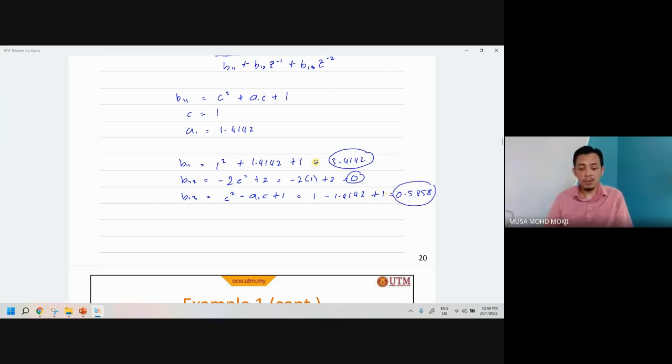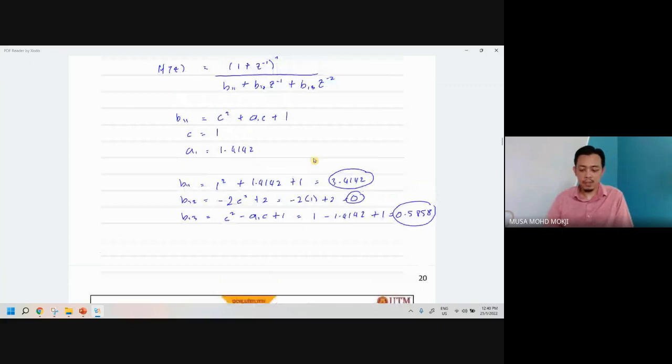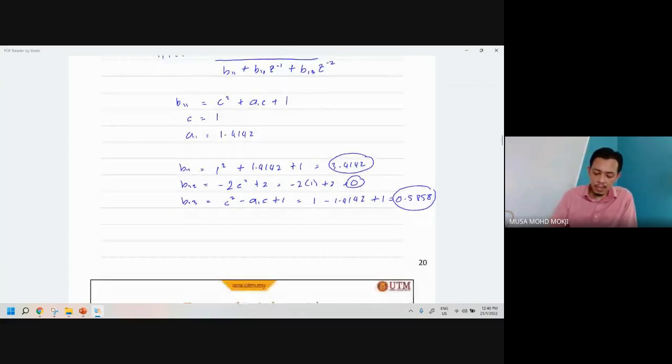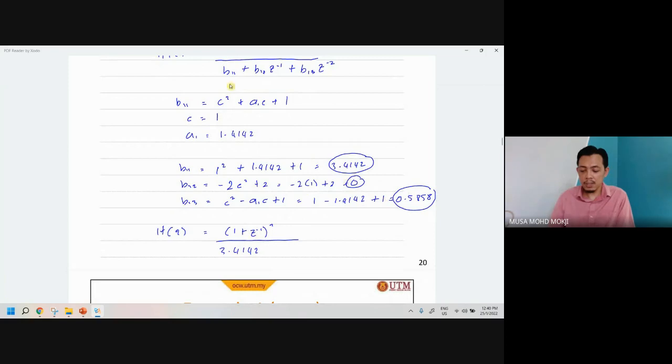Now we're going to replace them into this H(z). So our H(z) is equal to 1 plus z to the power of minus 1, squared. The first one is 3.4142. And then the second one is 0, so this one is 0. So we will have z to the power of minus 1. And then this is plus 0.5858 of z to the power of minus 2.